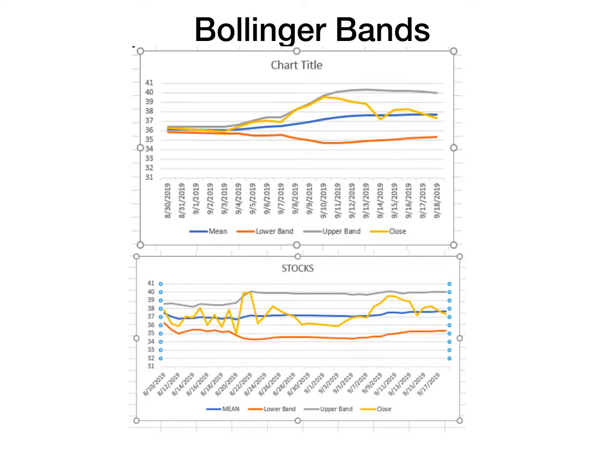You multiply 2 by the standard deviation of the closing price, and add it to the mean. So that is how you calculate the upper band. And then for the lower band, you multiply 2 by the standard deviation and subtract it from the mean. That way you are able to get the upper band and the lower band.